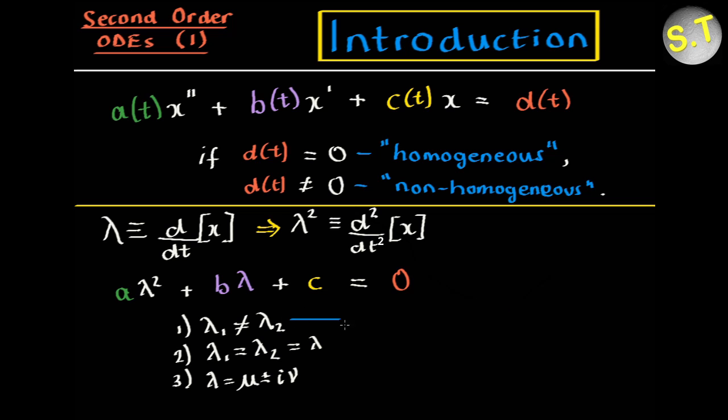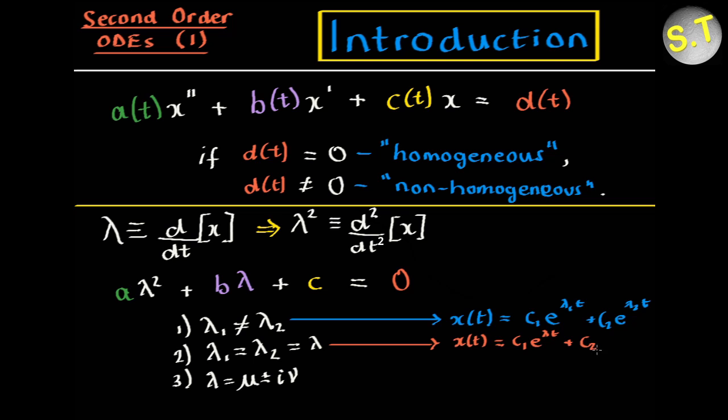So for example, if we have two real roots to this problem, our general solution, x of t, which is just the x we're solving for here, will be equal to some constant, c1, multiplied by the exponential of lambda 1 t, plus another constant, c2, multiplied by the exponential of lambda 2 t. Then if we have a repeated root, so we have a single lambda, our x of t will be equal to c1 times e to the lambda t plus another constant c2 multiplied by t e to the lambda t.